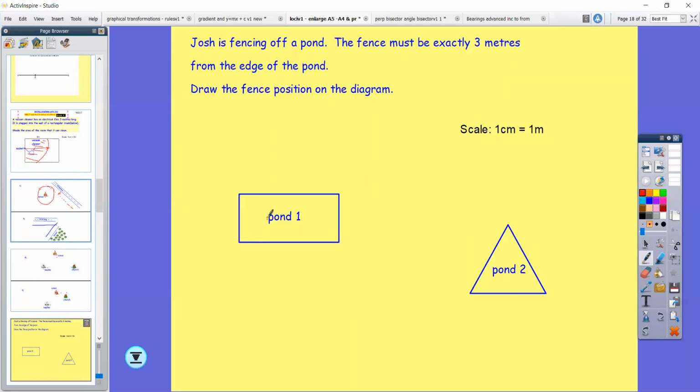It's only 3 meters from the edge of the pond, so this sort of links back to that racetrack idea. You're going to get the arcs as the points. The fence moves around the corners of these shapes, and I threw in pond 2 as well. Something slightly different there.